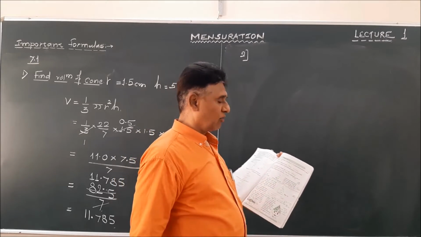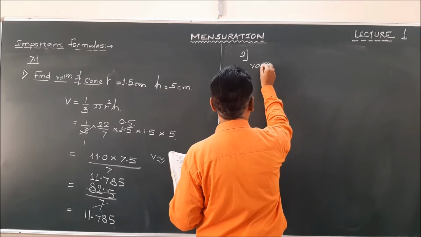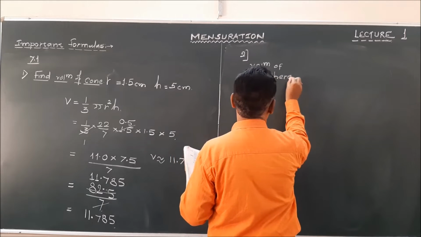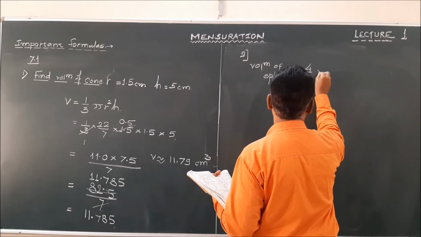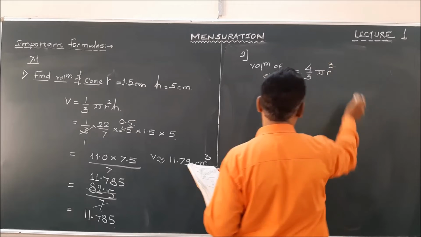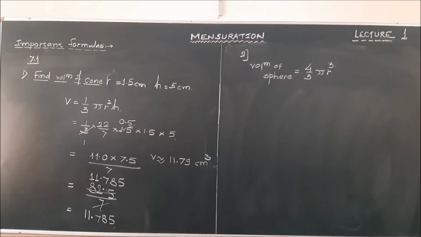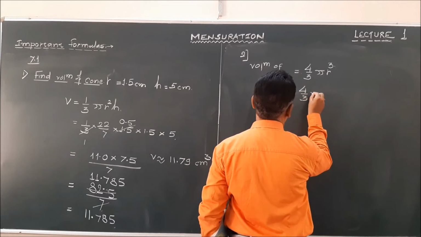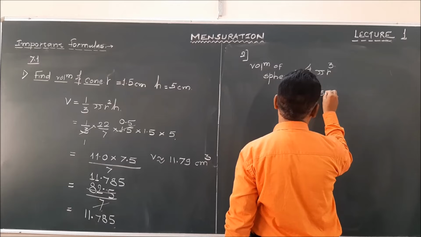Second one. Find the volume of a sphere of diameter 6. You all know the formula for volume of a sphere. Volume of a sphere is 4 upon 3 pi r cube. So that is equal to 4 upon 3 as it is. Value of pi, you can take it as 3.14. Be careful.